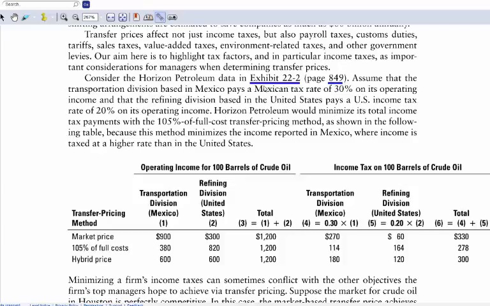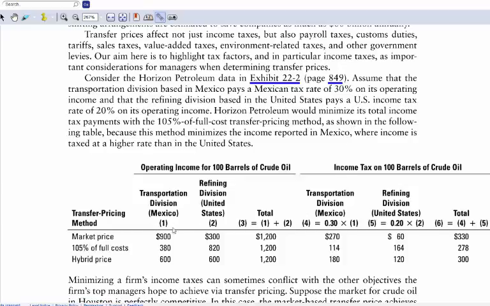So, assuming that the transportation division based in Mexico pays a Mexican tax rate of 30% on its operating income, and the refining division based in the U.S. pays a U.S. income tax rate of 20% on its operating income, how would Horizon go about selecting which transfer method? So, how do we want to do this? We want to minimize our total income tax payments between the two countries.